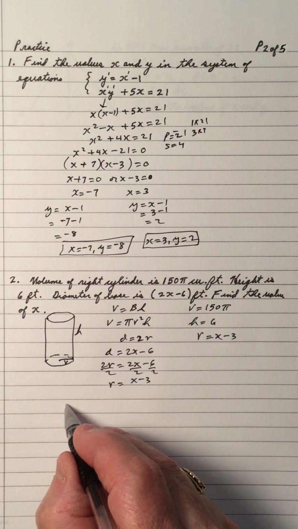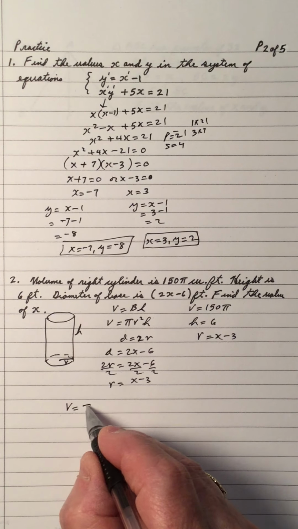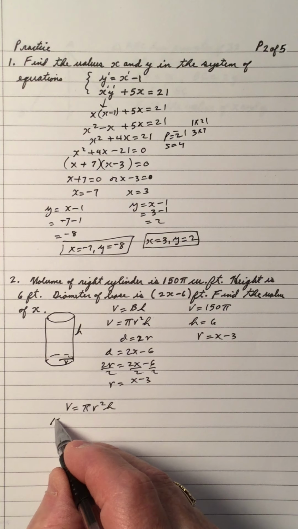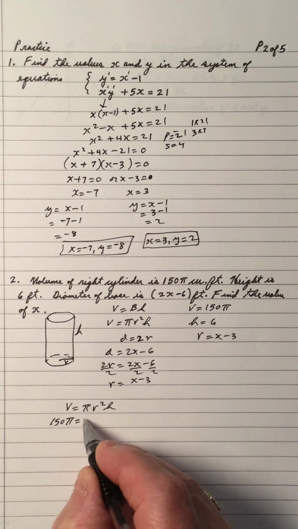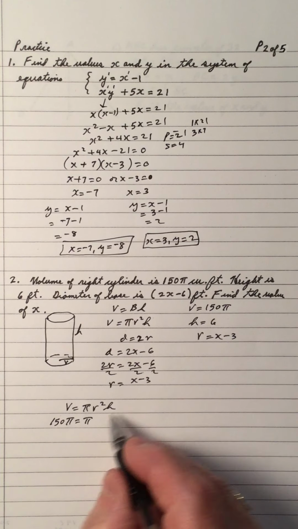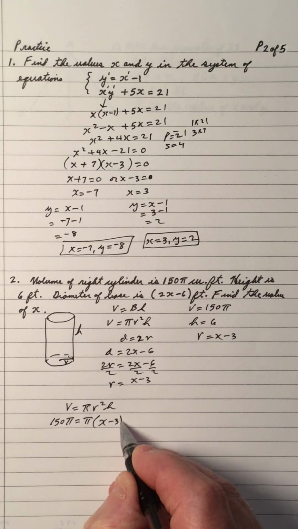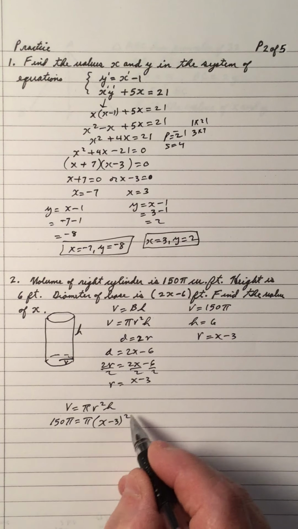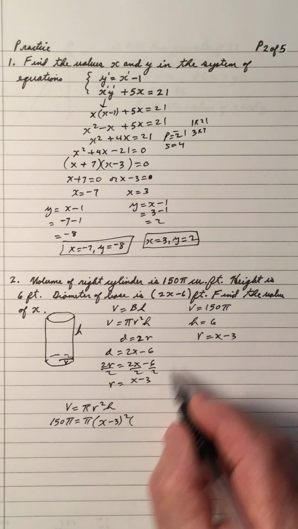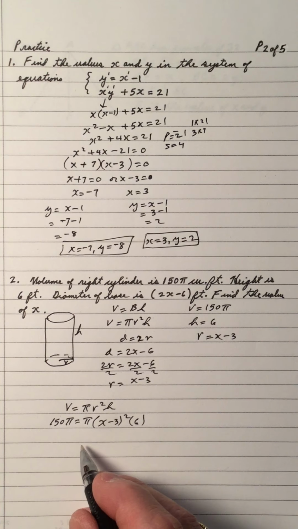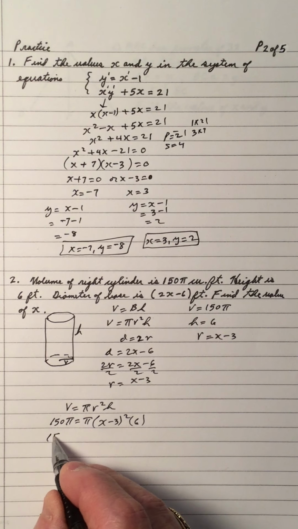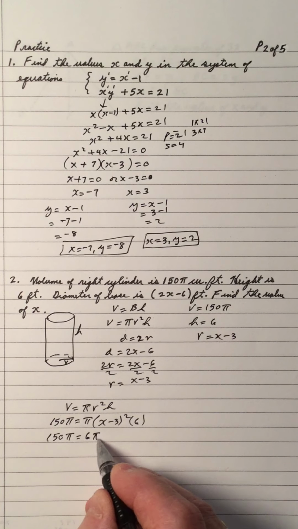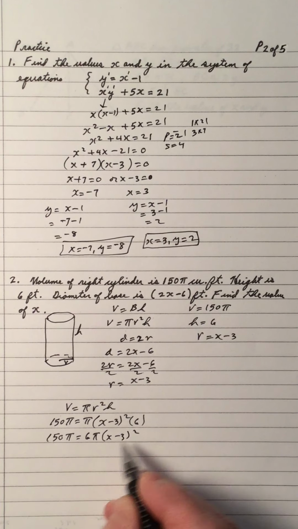So if we sub that into the equation, the volume is pi r squared h. The volume is 150 pi. We've got a pi, the radius is x minus 3, and I'm going to square it because we sub in r, and the height is 6. So if we simplify, we get 150 pi equals 6 pi times x minus 3 squared.